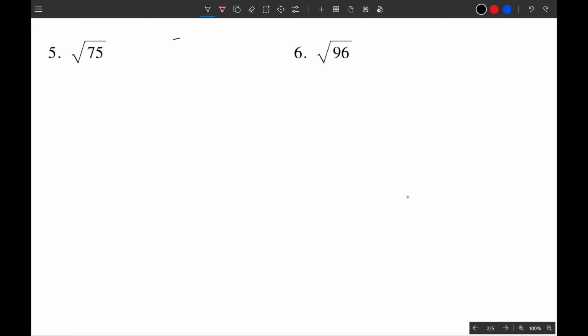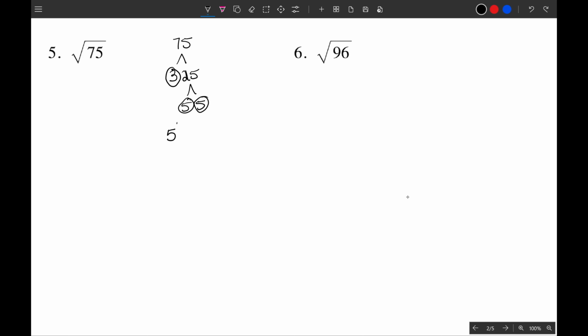So number 5, we have 75. That would be 3 and 25. Don't know why I was thinking 15. 3 times 25. 3 is prime. 25 is 5 times 5, both of which are prime.